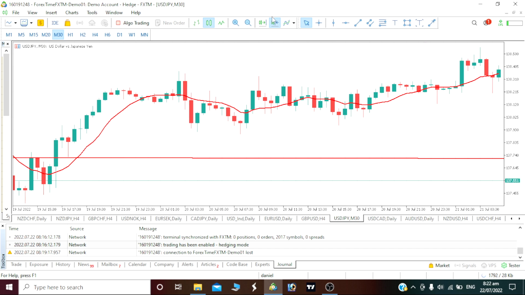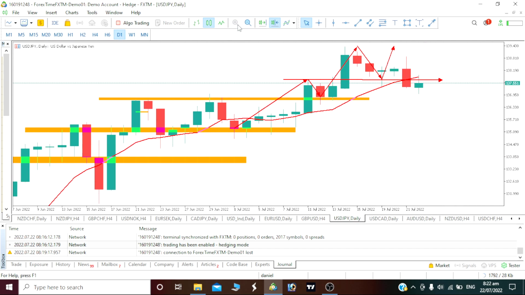Now our USDJPY, let's see it from our daily time frame. As you can see, and how we analyze it, we are actually on an uptrend move on our USDJPY, right?